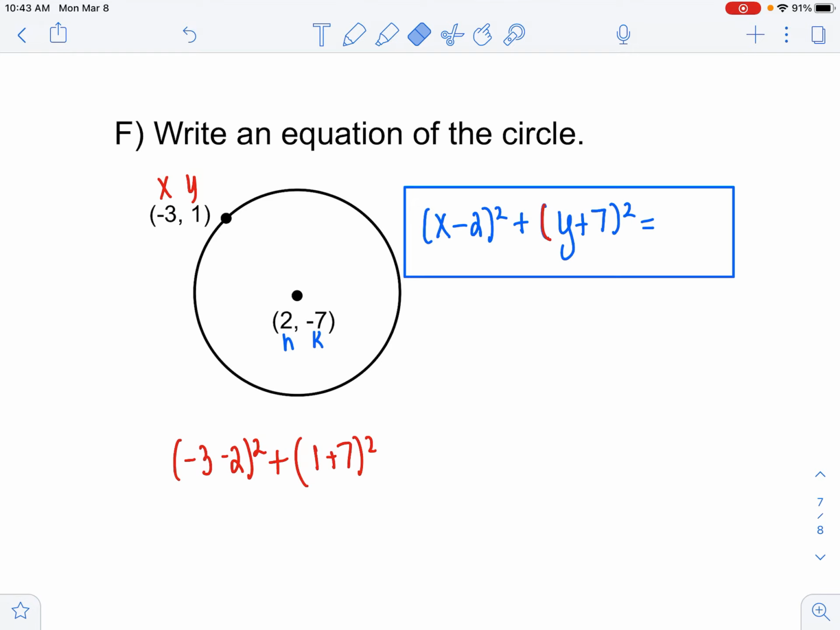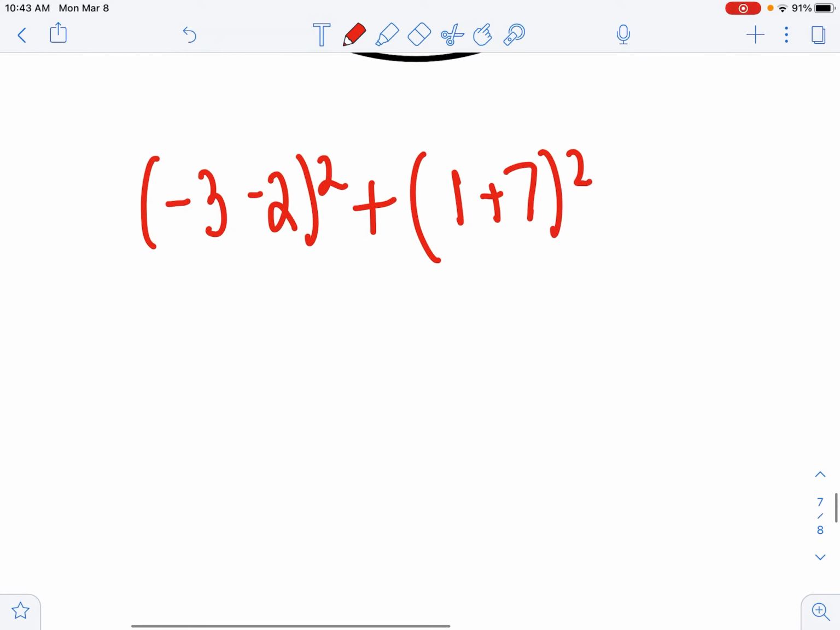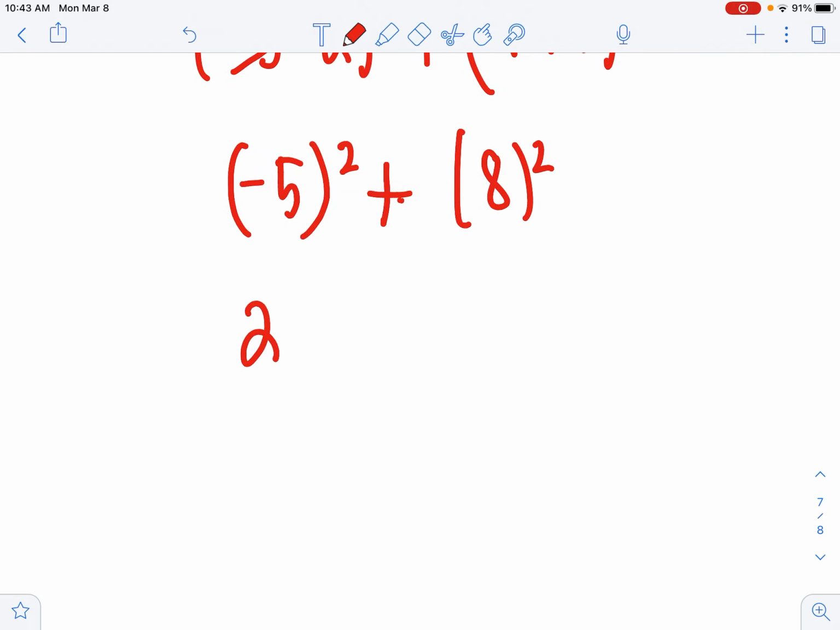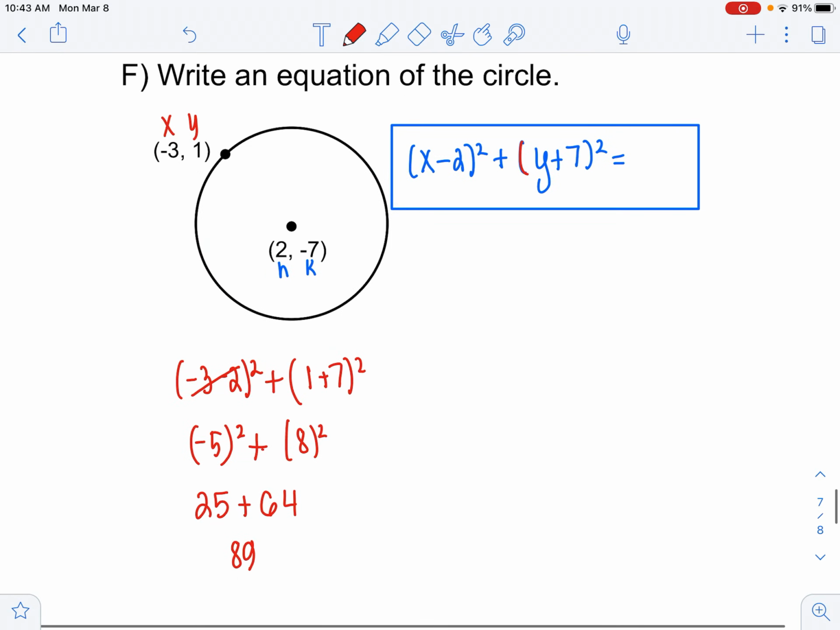Get rid of all these lines that I drew in here. All right, so now I have to clean this up. -3 minus 2 is -5. And then I have to square that, plus that's 8 squared. So -5 squared is 25, not -25. And 8 squared is 64. 25 plus 64 is 89. So then I can put the 89 right here, and I have my equation of my circle.